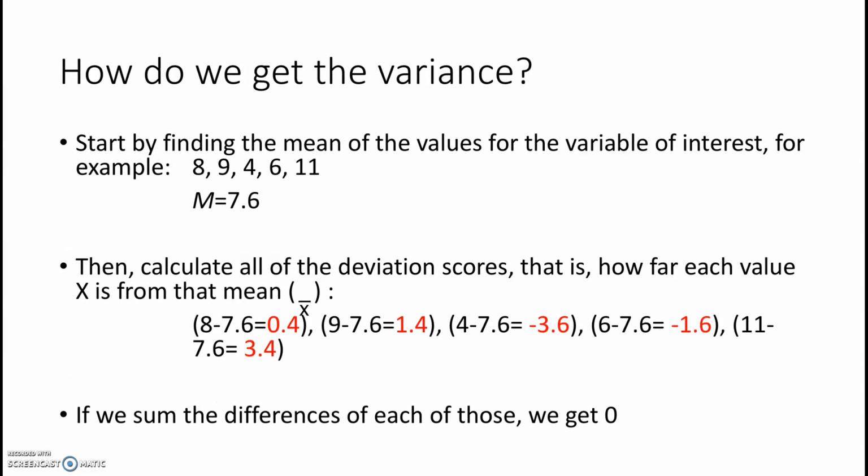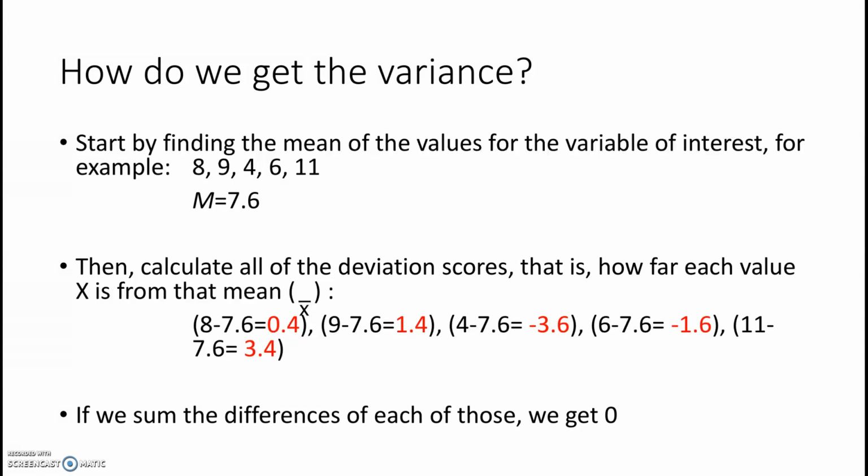How do we get the variance? Let's break it down. Let's start by finding the mean of the values for the variable of interest. For example, if our distribution is 8, 9, 4, 6, 11. Let's say that's our age variable, and those are the ages of the kids in our sample. The mean for that group is 7.6.